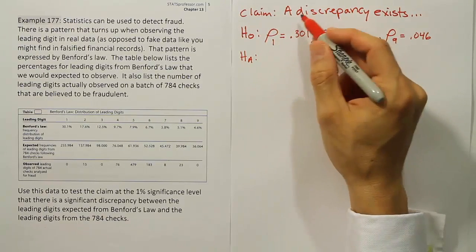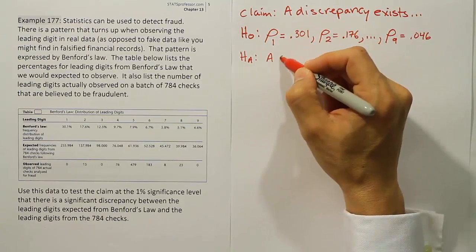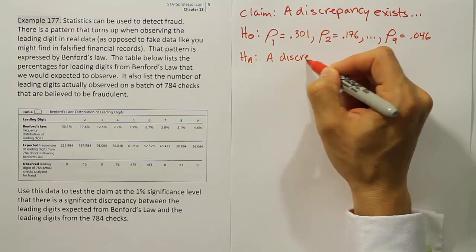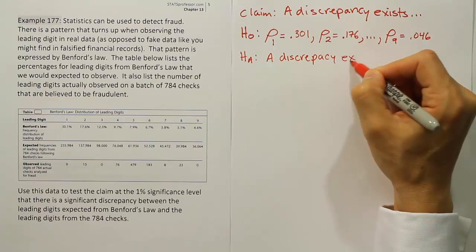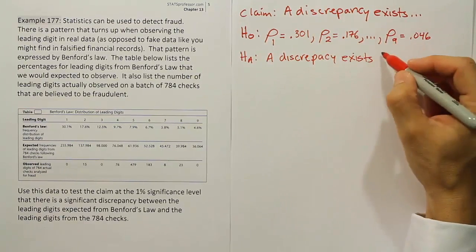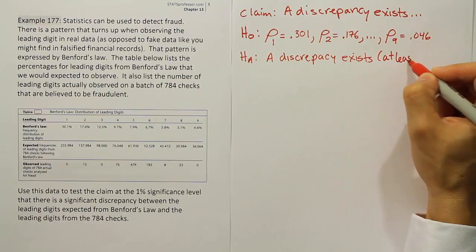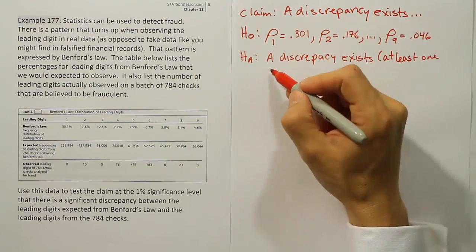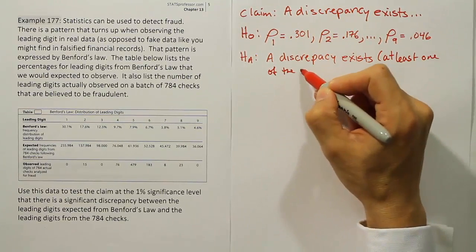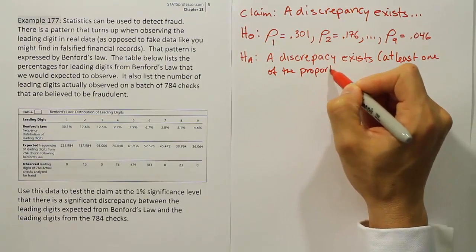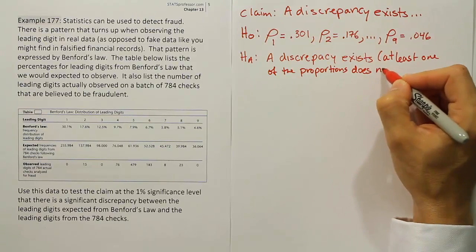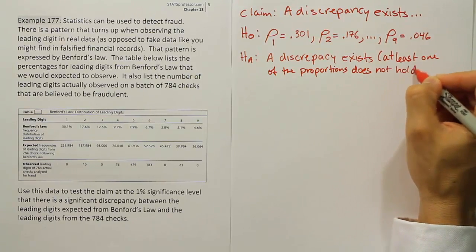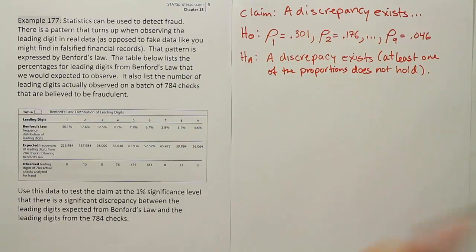So we'll say essentially the same as the claim, which means a discrepancy exists. You can say HA in a lot of ways. Here, I'm just going to say a discrepancy exists. However, you could also say that at least one of the proportions above does not hold. And what I mean by does not hold is that it doesn't equal what it's supposed to equal. Okay, so there we have it, H0, HA.